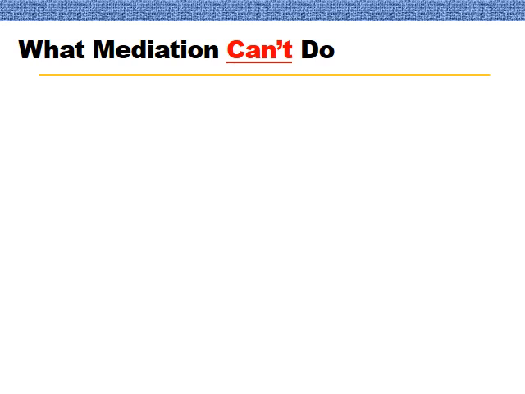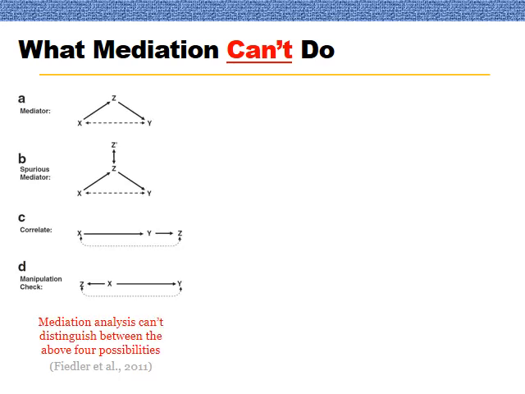If we don't manipulate the variables involved, in other words, if these are all correlational relationships, we don't know which variable comes first, second, and third. This article by Fiedler et al. talks about this limitation in more detail. Here are 4 diagrams showing 4 different ways in which 3 variables, x, y, and a mediator z, could potentially be related to each other in the real world. A mediation analysis doesn't tell us which of these 3 things is actually the case.